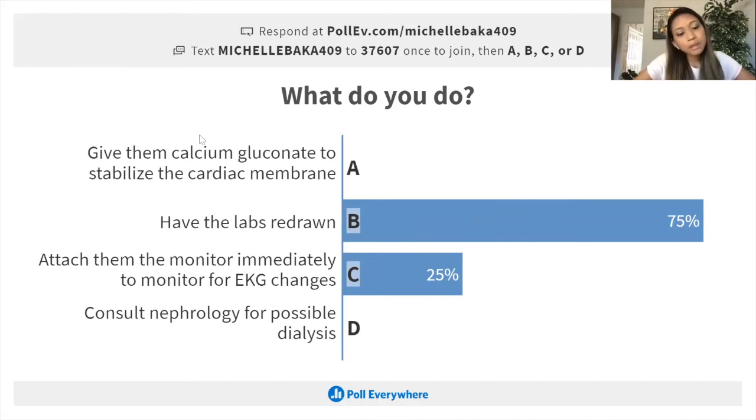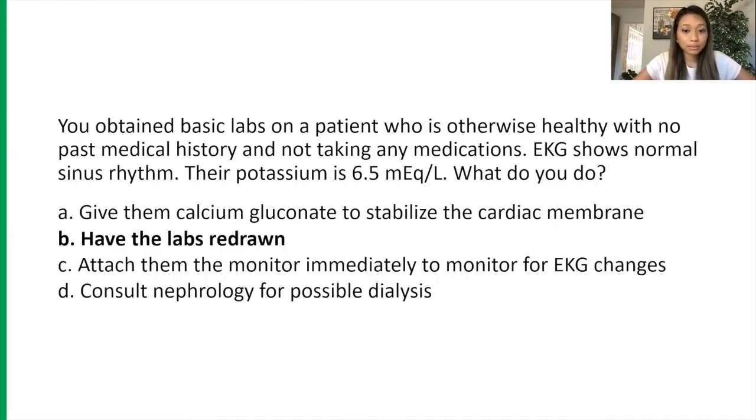Okay, so the answer is B. C is technically not wrong because if it is truly 6.5, you don't want to wait around for the redraw results to come back. Okay, next.